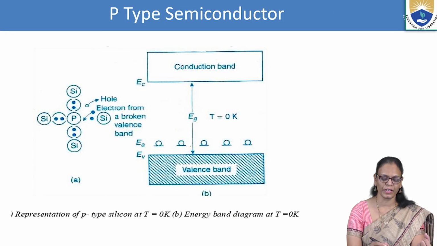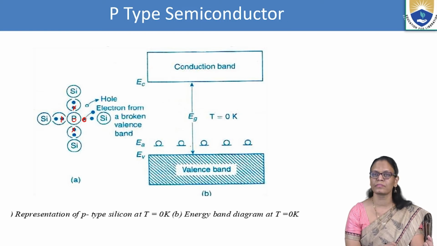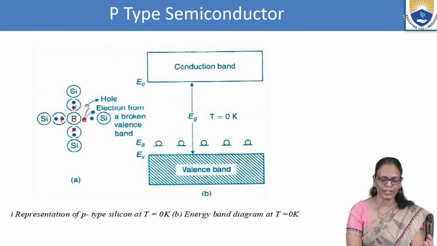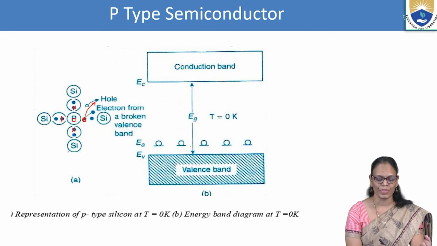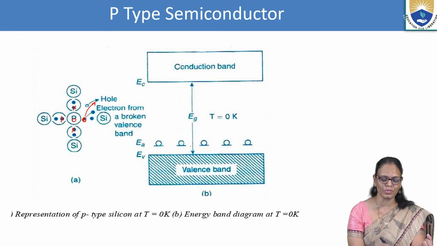Now let us see the figure here. We are talking about boron, which is a trivalent impurity. It has only 3 valence electrons, and there is always a deficiency of electron. This deficiency of electron we will call a hole. The silicon is having 4, so boron will form bonds with 3 of its neighboring atoms, and 1 is always a vacant site, which we call a hole.